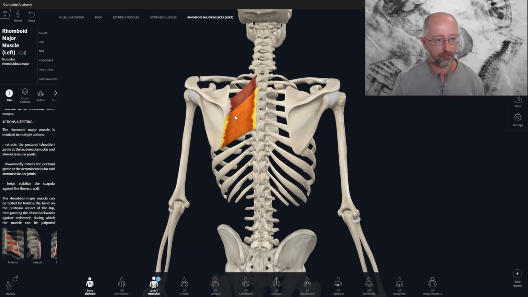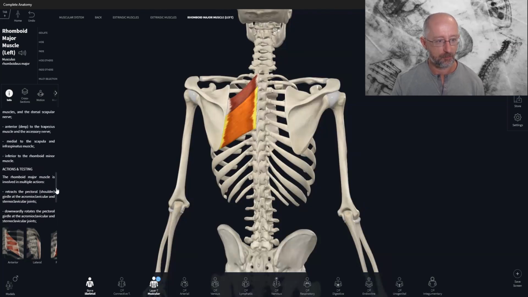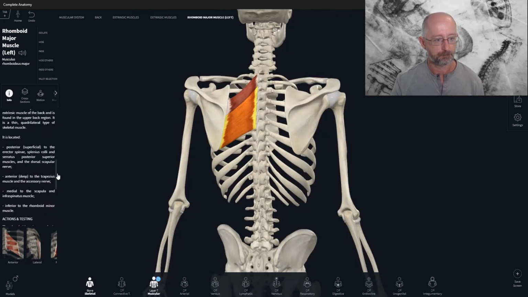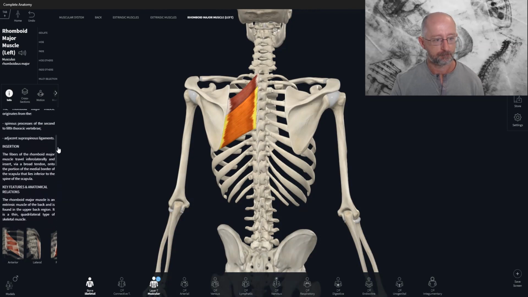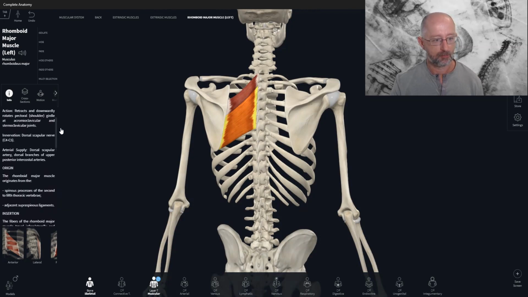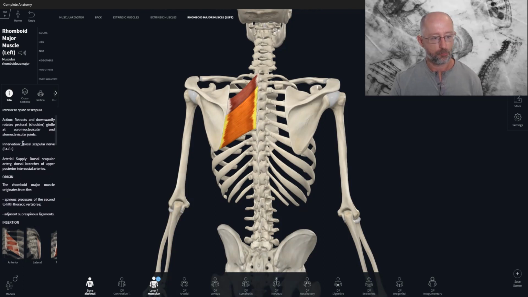Before we go to motion, let's have a look at the innervation. So which nerve attaches to it? Insertion, origin, innervation here: dorsal scapular nerve, C4, C5. So the nerve that innervates these muscles comes from C4, C5.